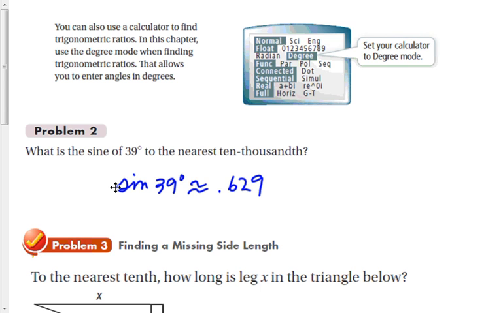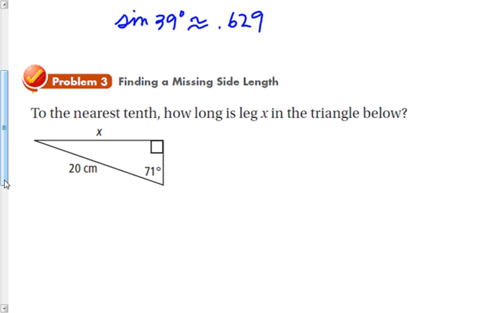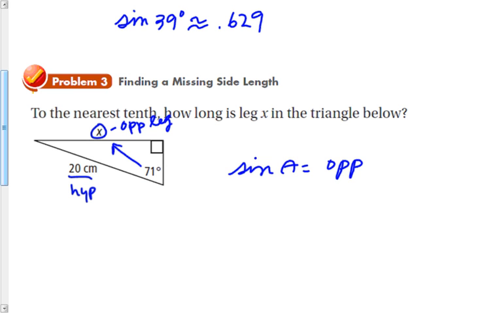All right, we're going to use that calculator to help us find the missing side length, and we want to find x. Now what we want to notice is what relationship does it have with the angle, and x is a leg, and it's a leg opposite the 71-degree angle. 20 is the hypotenuse, so we have the opposite leg, and we have the hypotenuse. The trigonometric ratio we want to use here is the sine, because the sine of A is the leg opposite divided by the hypotenuse.